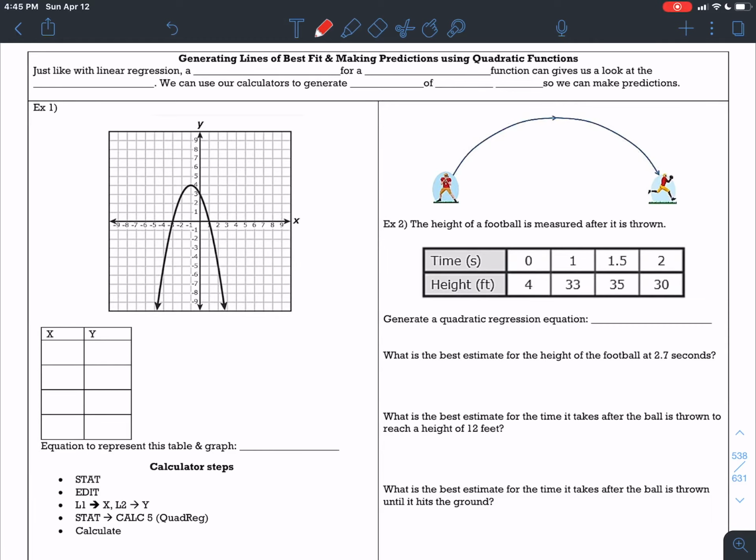Day 104. Just like a linear regression, a trend line or line of best fit for a quadratic function can give us a look at data. We can use our calculators to generate lines of best fit so we can make predictions. So, let's take example number 1.